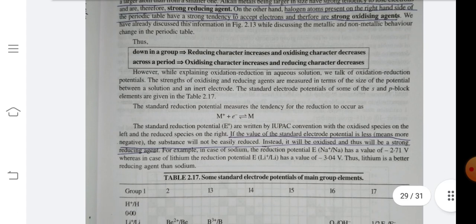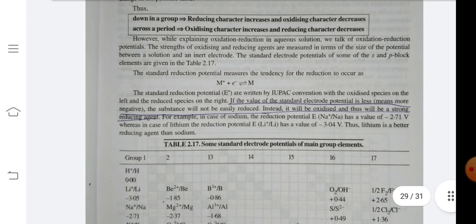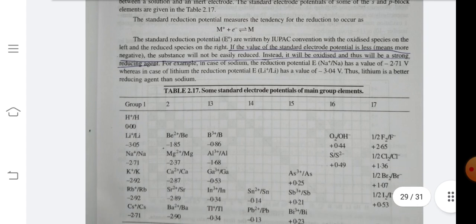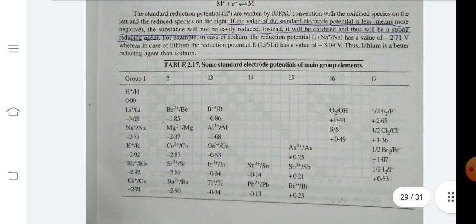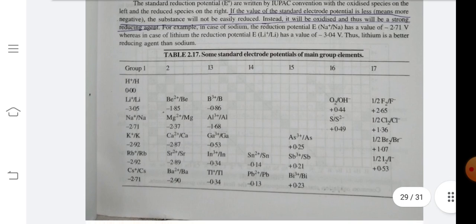However, while explaining oxidation and reduction in aqueous solution, we talk of oxidation and reduction potential. The strengths of oxidizing and reducing agents are measured in terms of the size of the potential between a solution and an inert electrode. The standard electrode potentials of some of the s and p block elements are given in table 2.17. The standard reduction potential measures the tendency for the reduction to occur, as M plus electron gives M. The standard reduction potentials are written by IUPAC convention with oxidized species on the left and reduced species on the right. If the value of the standard electrode potential is low, the substance will not be easily reduced. Instead, it will be oxidized and thus will be a strong reducing agent.